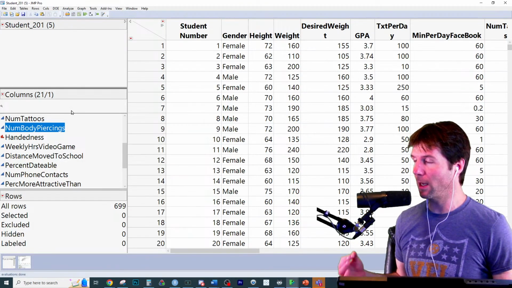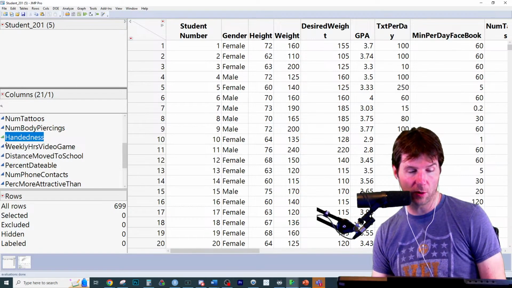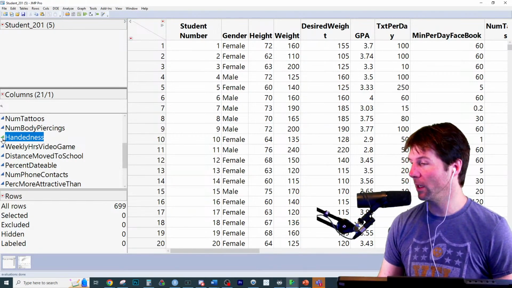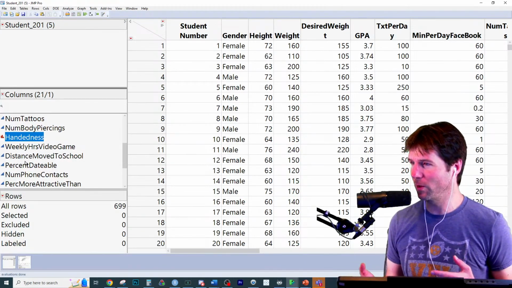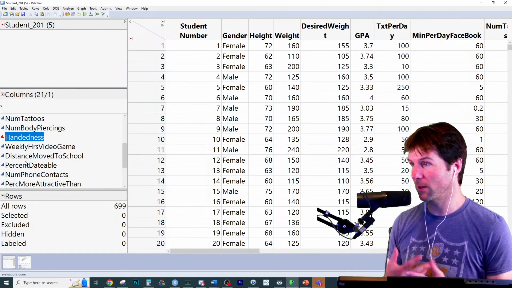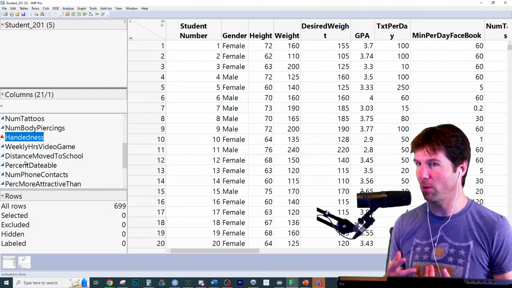Ordinal and nominal are both categorical. Ordinal means it goes in an order. It'll change it to bars that are in order right there. Nominal means it has no order, which handedness doesn't really have. Freshman, sophomore, junior, senior is an ordinal categorical variable, but handedness, left, right, ambidextrous is not ordinal.